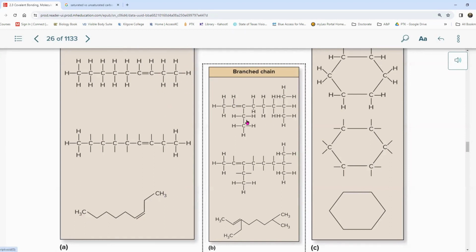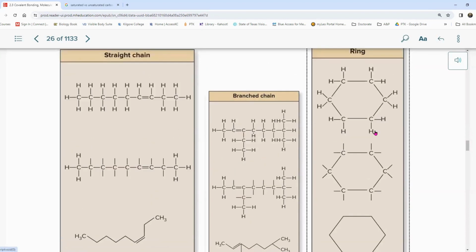A branch chain sounds just like it is. It's branching. So you see that there is a linear figure here, but you see branching from this linear figure. Also, you see it here and here. So that just means it's growing wider. And here's another way to write that branch chain. A ring structure just means that it's in a circle formation.